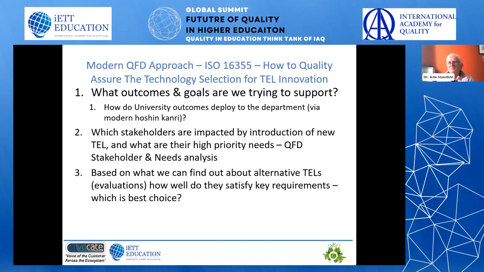What are the outcomes and goals we're trying to support? We were sitting in a new initiative, the Applied Engineering Program, the Sponsored Apprenticeship Engineering Degree. So what outcomes and goals of the university as a whole are we trying to support in our department? And I'll show how you can use Hoshin Kanri very, very quickly. I'm not going to dwell on it. I'm just going to throw some things up very quickly, show you the kind of thinking that we believe is critical to this. Which stakeholders are impacted by the introduction of the new technology enhanced learning?